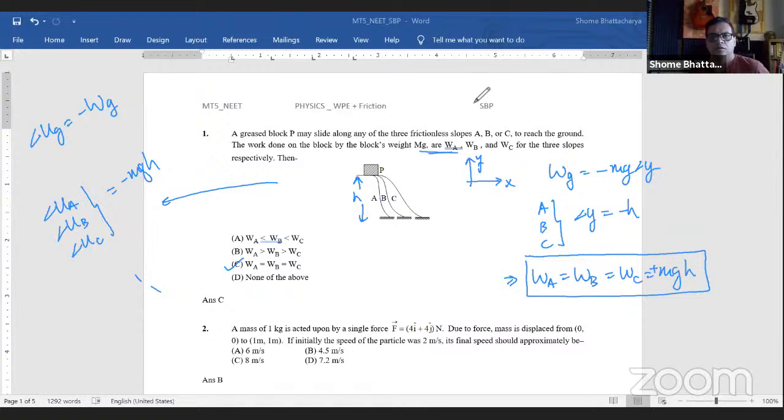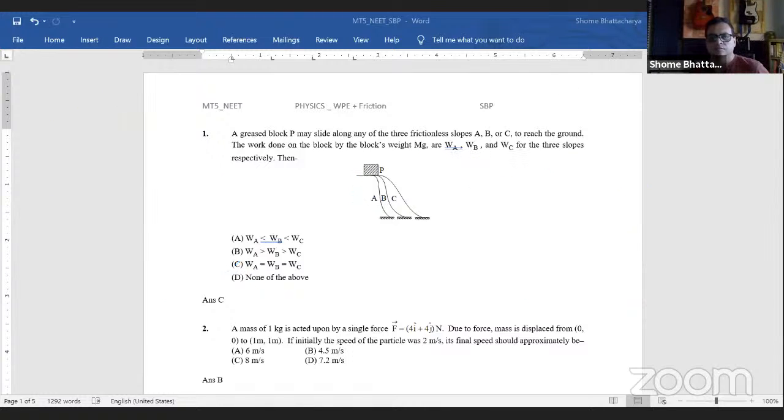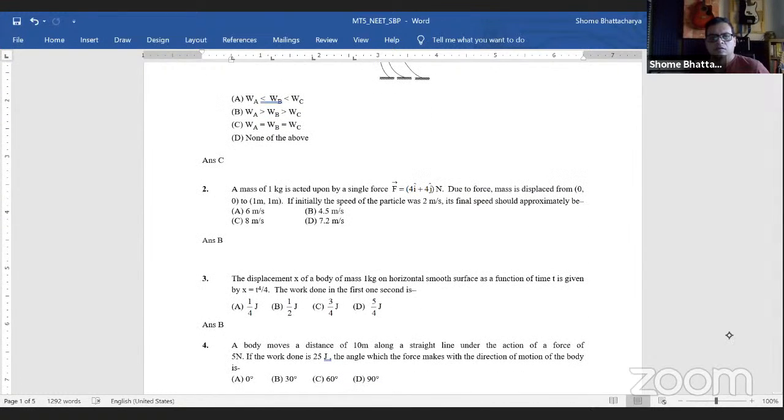Okay. Let's move on to the second one then. So mass of the body is given to us. It is acted on by a force like this. Due to the force, the mass is displaced from this position to this position. Okay, so initially the speed was so much. The final speed should approximately be how much? So work done by F should be equal to change in kinetic energy. Now work done by the force here will become dot product of force with displacement. So first of all, we need to find the displacement.